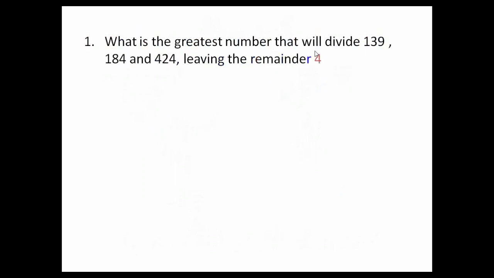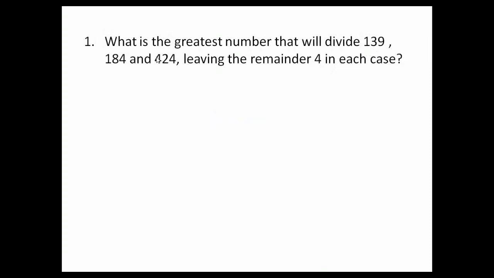What is the greatest number that will divide 139, 184 and 424, leaving the remainder 4 in each case? Now what will be the greatest number? Whenever this question is asked, what is the greatest number that will divide, it means they are asking for the HCF, the highest common factor that can divide all the numbers that are given. So here we have to find the HCF such that it will leave a remainder 4 in each case. If I try to divide 139, 184 and 424, there should be a remainder left, that is 4.